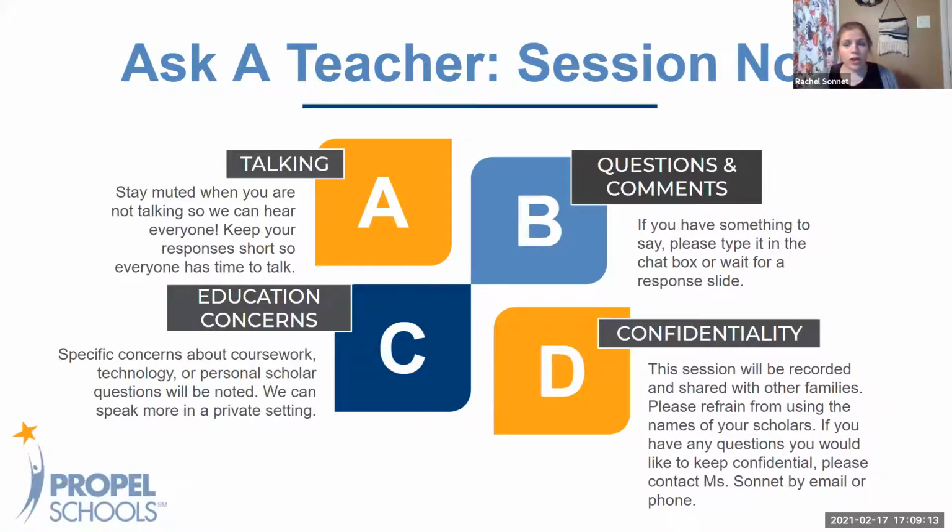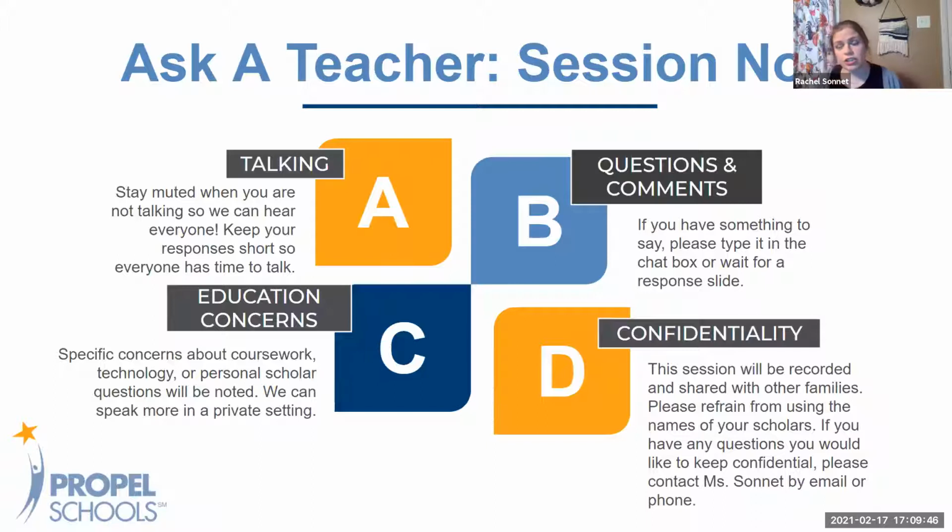Just remember we're on Zoom, so all the Zoom rules apply: mute and unmute, and try to give everybody a chance to talk. We'll let you know when it's time to have questions or comments, and if you want to put something in the chat, feel free. I have that open on my computer as well. We'll help monitor that. If you have specific education concerns about coursework, technology, or personal scholar questions, you can pop that in the chat with me, and we can speak privately, or I can connect you directly to your scholar's teacher.